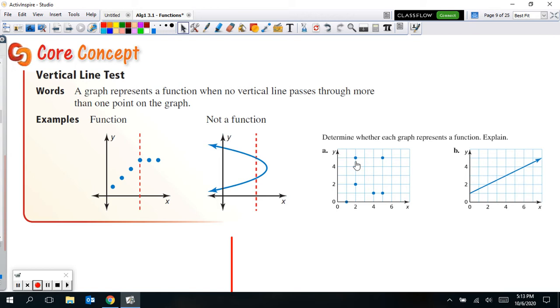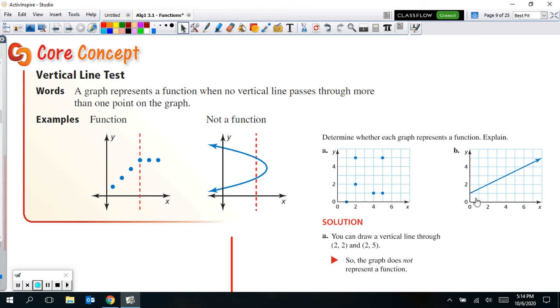So let's say, look at these two graphs. Determine whether these graphs are functions. So if we had a vertical line going right through, we can see right at 2, we're going to hit those 2 points at the same time. So just that very fact, no, this is not a function. So this one's no, it's not a function on this one.